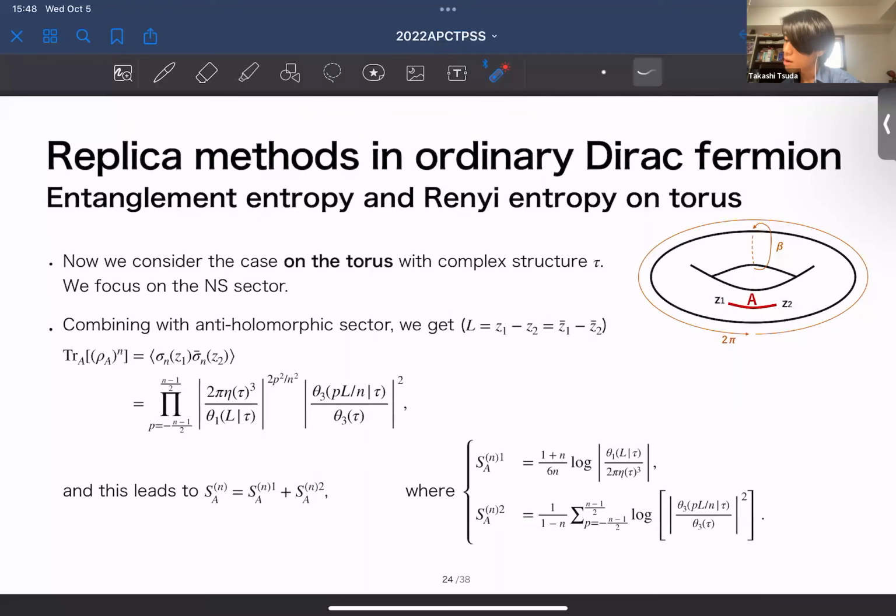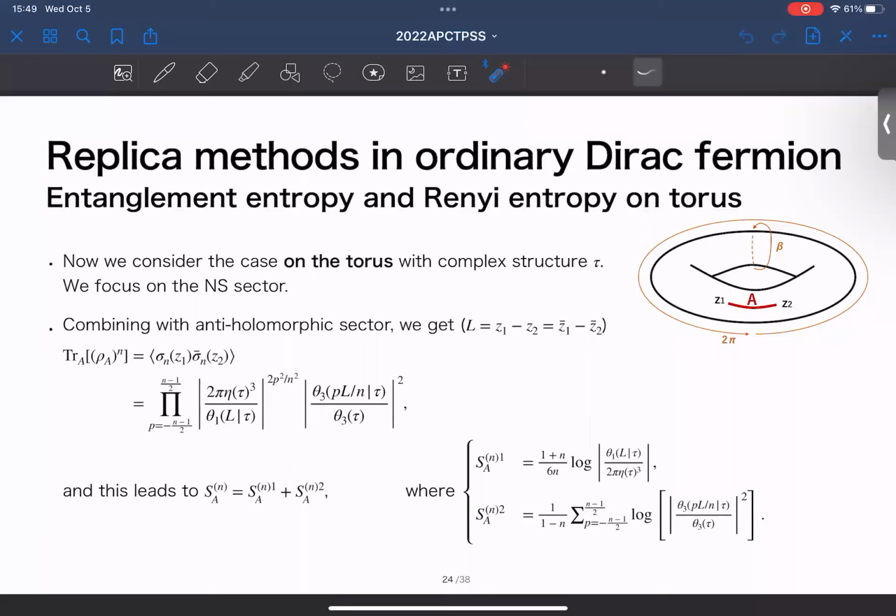So we consider the CFT on the torus, so there must be a non-trivial contribution from something like non-local correlation. So this is the case for every two-dimensional CFT on the torus.